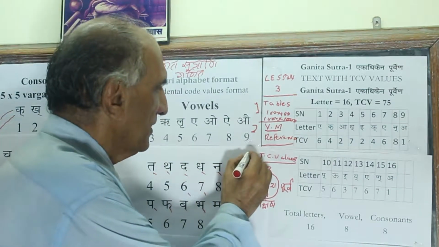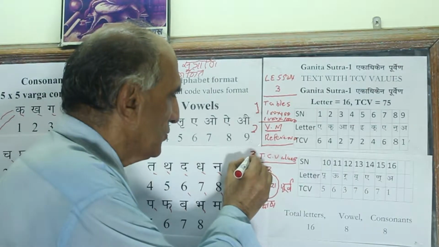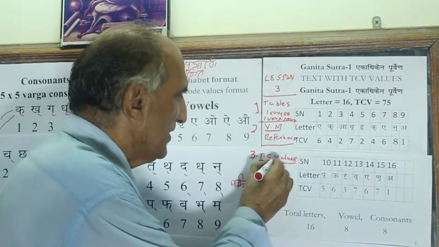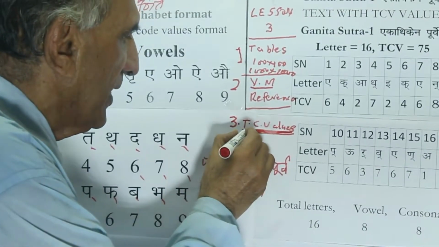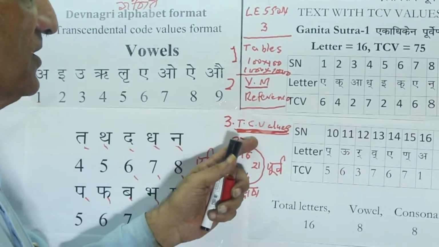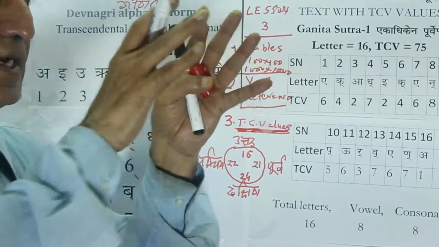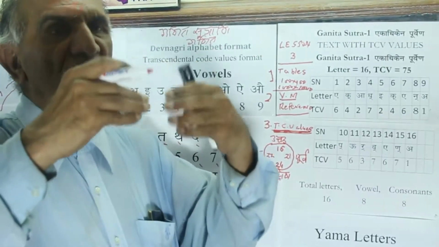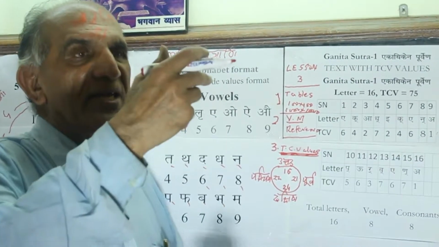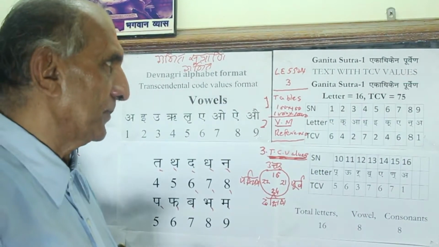And the third aspect which we'll be covering today is TCV values. It is a concept we have to learn, as in terms of it the mathematics of Ganita Sutras starts unfolding itself for its real bliss and real height of the Vedic order.